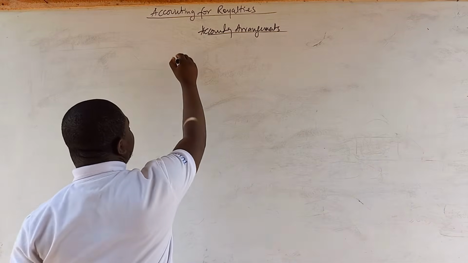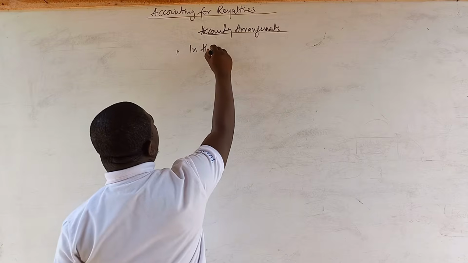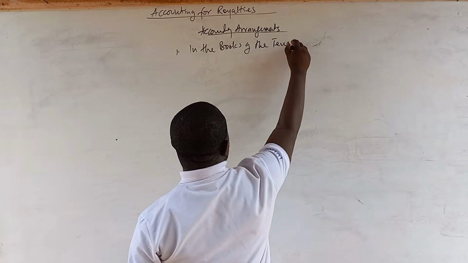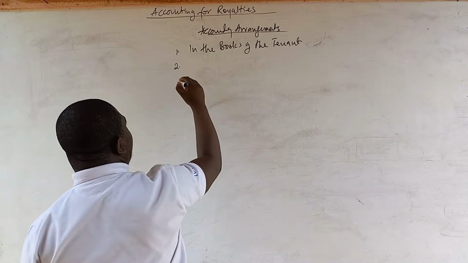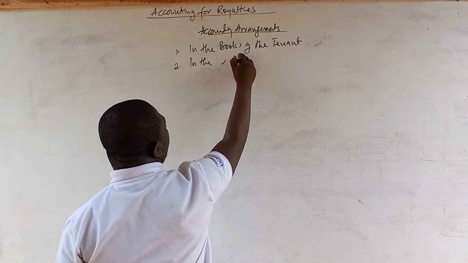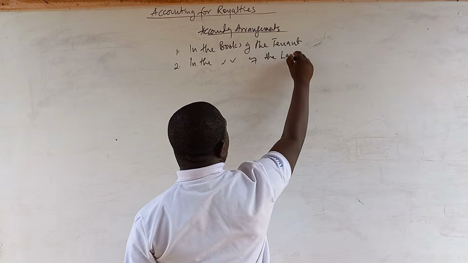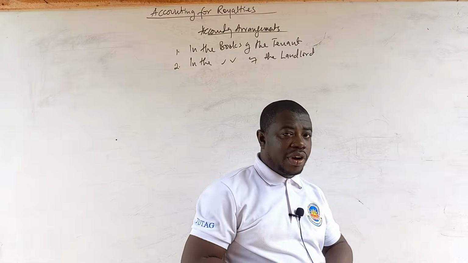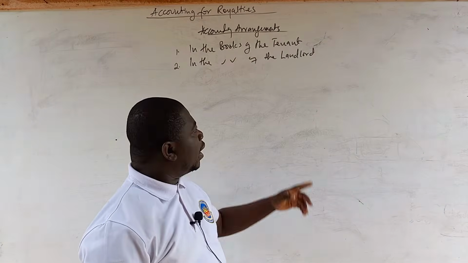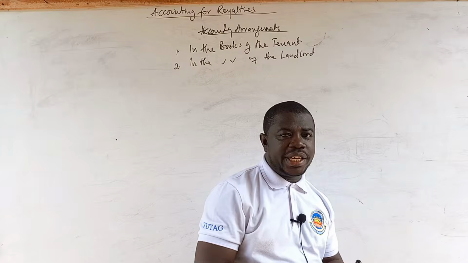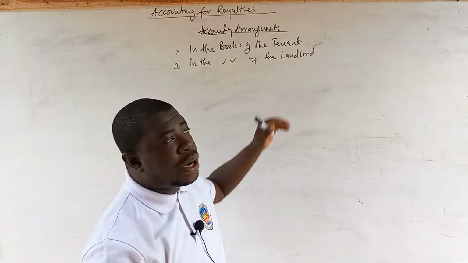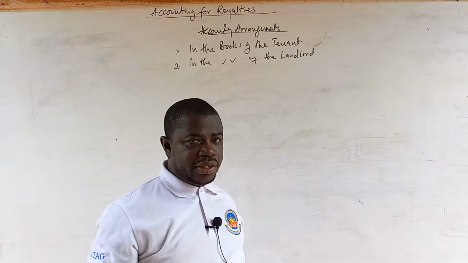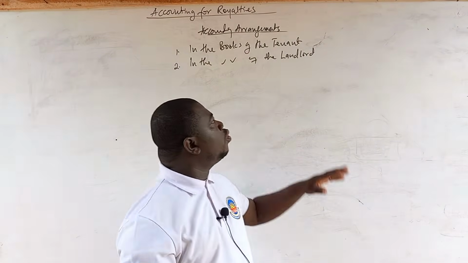We have accounts that will be prepared in the books of the tenant, and then accounts that will be prepared in the books of the landlord. And in this case, the tenant is the one that is extracting or using the right, and the landlord is the one that owns the right, the owner of the right. In these cases, who I'm calling the landlord. So there should be accounts in the books of the tenant and accounts in the books of the landlord. So I'm going to teach you both.